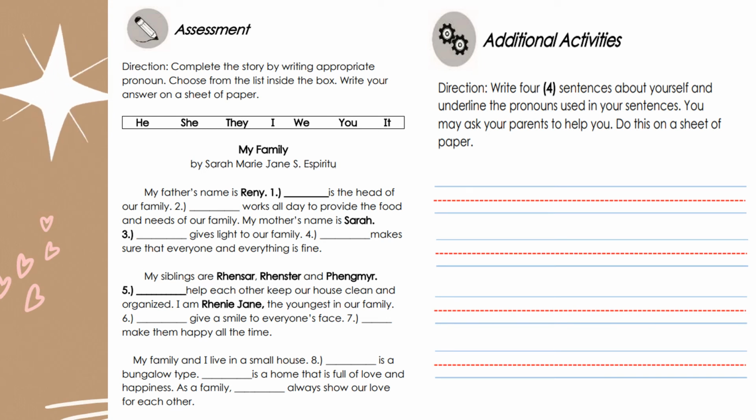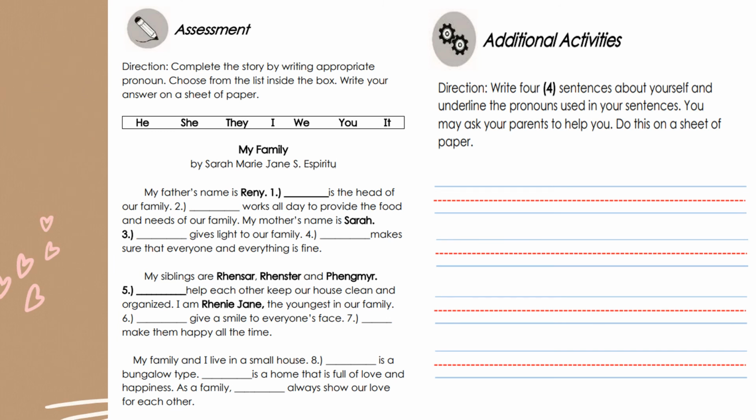Rennie. Number 1, blank is the head of our family. Number 2, blank works all day to provide the food and needs of her family. My mother's name is Sarah. Number 3, blank gives light to our family. Number 4, blank makes sure that everyone and everything is fine. My siblings are Rensar, Renster, and Pengmir. Number 5, blank help each other keep our house clean and organized.